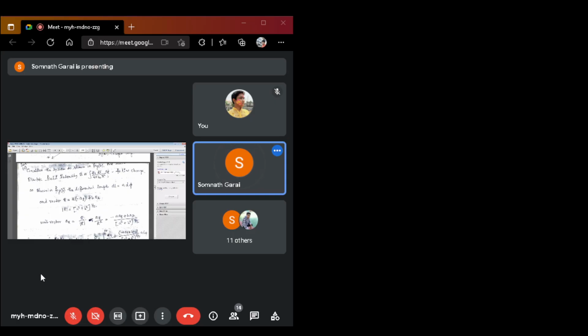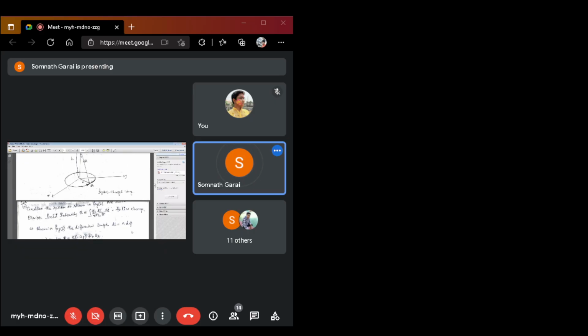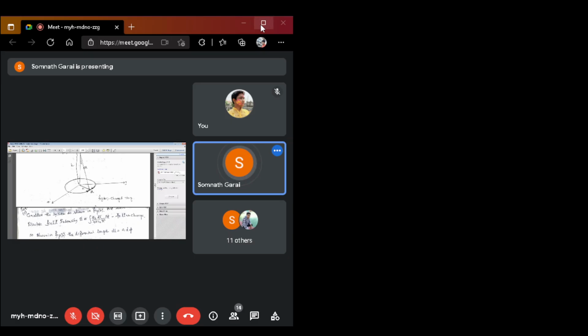Now in this figure, the differential length dl is expressed by a into d phi. It is for the cylindrical coordinate system. The differential length in the cylindrical coordinate system is given by dl equals rho into d phi, is it not? Here rho is replaced by a, which means the differential length dl equals a into d phi.